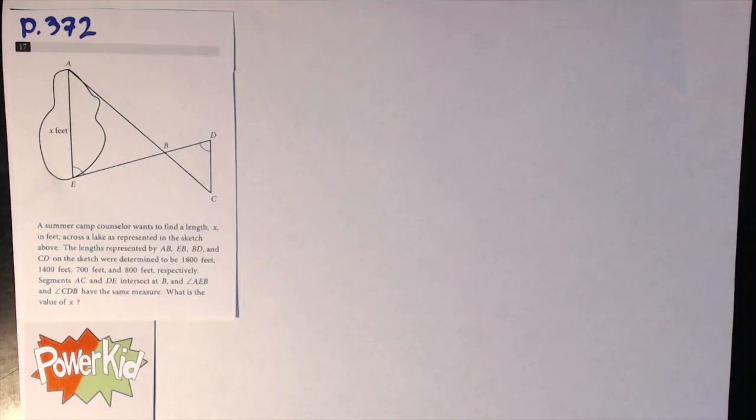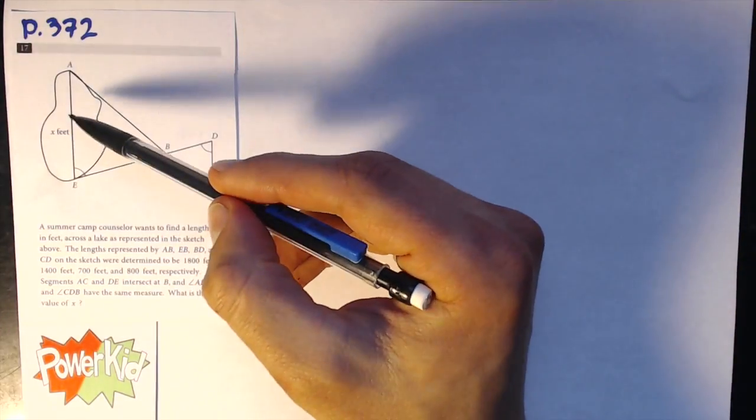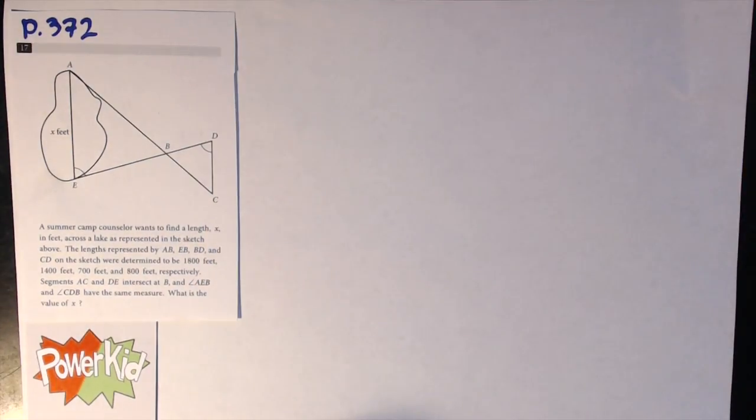Here goes. A summer camp counselor wants to find a length x in feet across a lake as represented in the sketch above. The lengths represented by AB, EB, BD, and CD on the sketch were determined to be 1,800 feet, 1,400 feet, 700 feet, and 800 feet respectively. Segments AC and DE intersect at B, and angle AEB and angle CDB have the same measure. What is the value of x? That is to say, they want to know what is the value of this thing right here, this x feet.